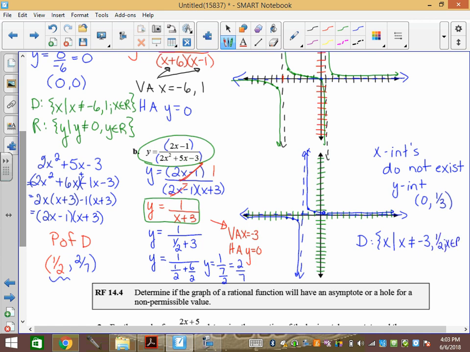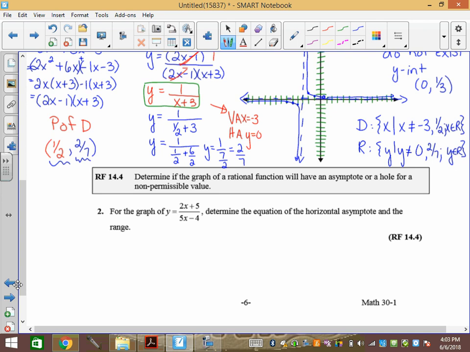X ∈ R. My range is y such that y cannot equal 0. And you can't forget the y of the point of discontinuity, 2/7. So everyone forgets about the point of discontinuity. Don't be that person, because you'll have the answer there for that.